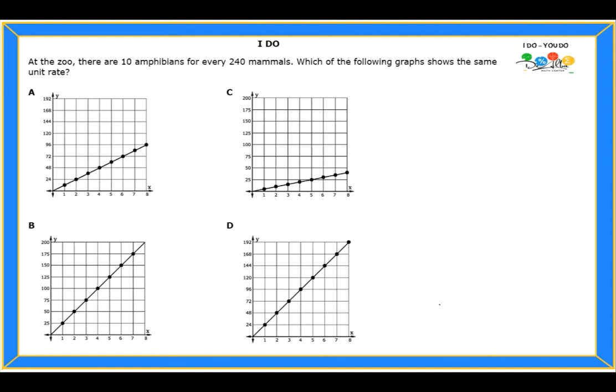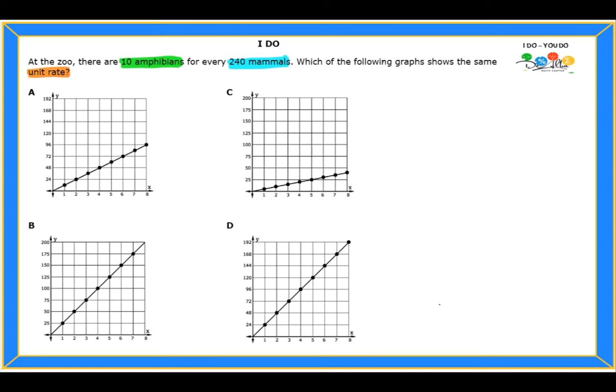Well, I see that they're talking about a zoo, and the relationship that they're showing you is kind of a comparison. They said, if I was to count 10 amphibians at the zoo, then I would find 240 mammals. In other words, if you find another 10 amphibians, you will find another 240 mammals, and so on and so forth. So the question is, which one shows the same unit rate?